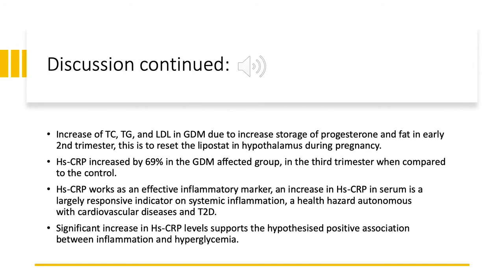hs-CRP increased by 69% in the GDM-affected group in the third trimester when compared to the control. hs-CRP works as an effective inflammatory marker. An increase in hs-CRP in the serum is a largely responsive indicator of systemic inflammation, a health hazard which is autonomous with cardiovascular diseases and type 2 diabetes. A significant increase in hs-CRP levels supports the hypothesized positive association between inflammation and hyperglycemia, as the increased level of hs-CRP found indicates inflammation present in the hyperglycemic GDM-affected individuals.